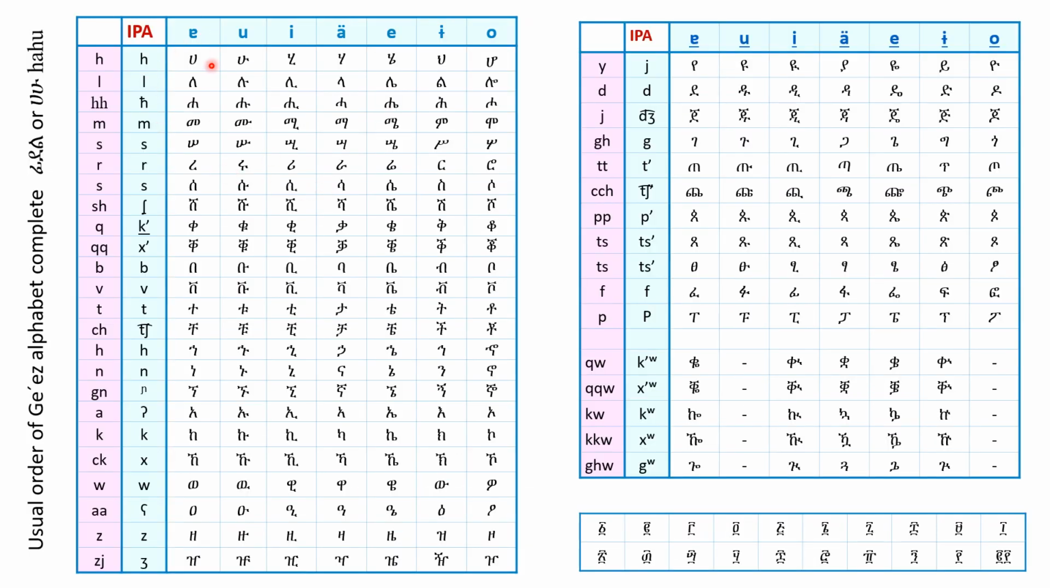The completed Ge'ez alphabet: Ha, Le, Ha, Me, Se, Re, Se, She, Ke, Re, Be, Ve, Te, Che, Ha, Ne, Nye, A, Ke, Che, We, A, Ze, Je, Ye, De, Je, Ge, Te, Che, Pe, Tse, Tse, Fe, Pe, Kwe, Kwe, Kwe, Kwe, Gwe.